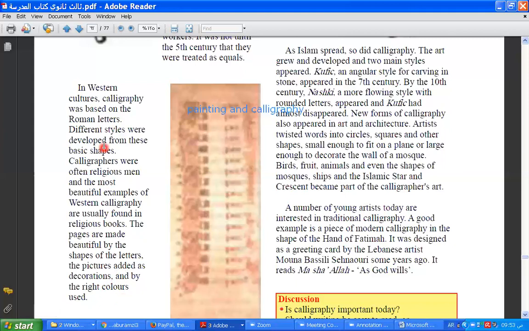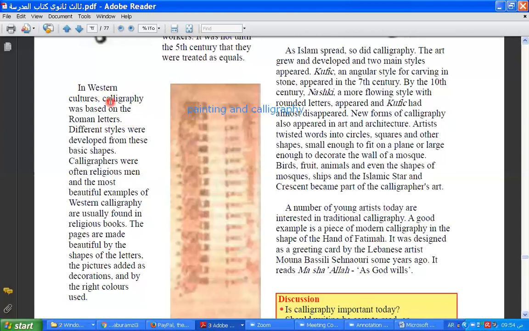So in your opinion, Abdullah, what could the title for this be? What do you think? I would say calligraphy in Western culture. Yes, it's a good idea. Also, let's make it more specific. We can say calligraphy in Roman letters, maybe.